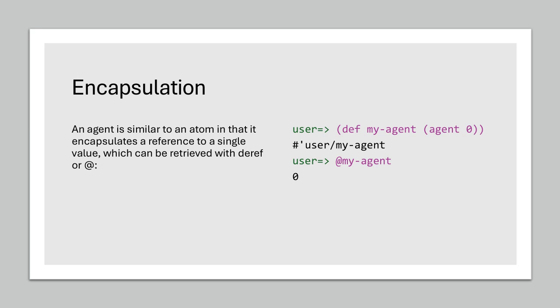An agent works much like an atom by holding a reference to a single value, allowing that value to be accessed when needed. You can retrieve this value using deref or the shortcut symbol @. For example, when we define an agent starting with the value of 0, we can access that initial state simply by dereferencing the agent, which returns 0. This encapsulation provides a clean way to manage state within agents while maintaining clear and consistent access to the stored value.